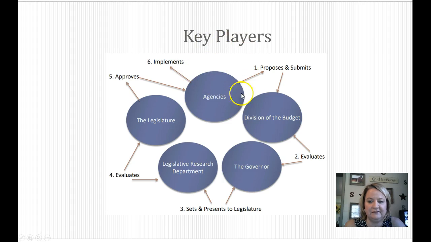So these are the players in the state budget. Agencies, Division of Budget, the governor, legislative research department, and the legislature. So within agencies are also sub-agencies, like my agency is the Department of Corrections, but within the Department of Corrections we have facilities, and each facility has a budget, and we report to the Department of Corrections, who then submits one budget to the Division of Budget. So it's a little bit more broken down than just agencies, but this gives you the gist.